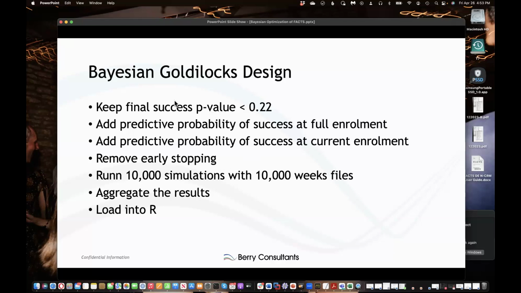So initially, I changed the FACTS file to add these quantities of interest in. I remove the early stopping at the interims. I run 10,000 simulations with 10,000 weeks files. I aggregate the results and load them into R.